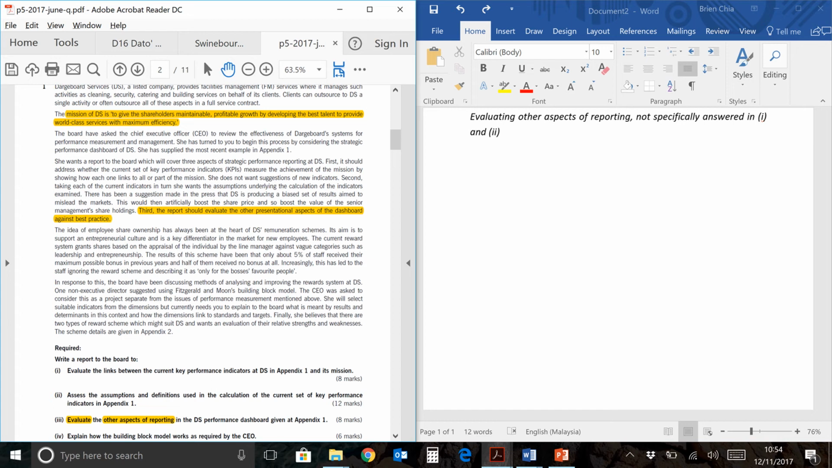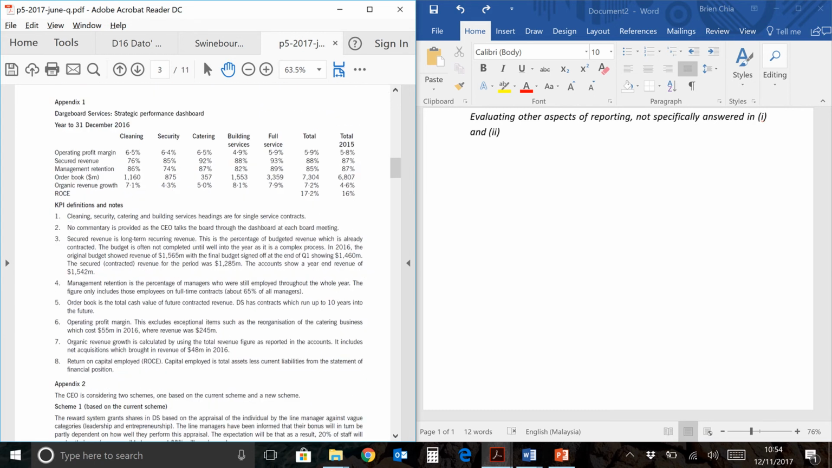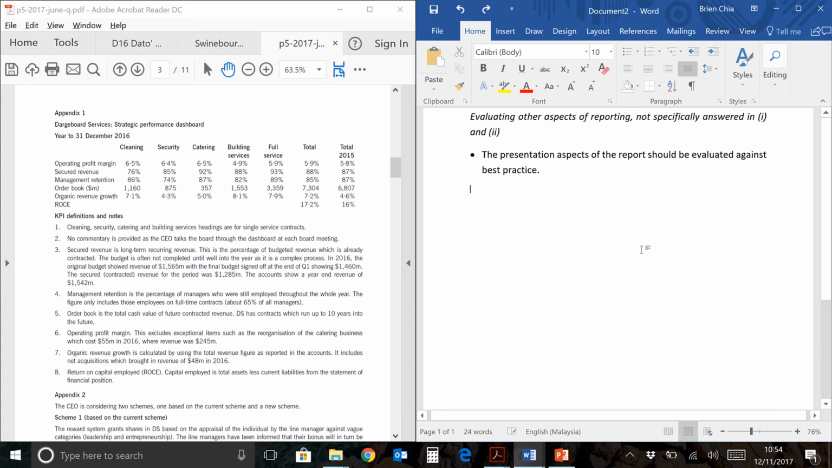Okay, so knowing these 2 things, we will keep them in mind, and let's make some general observations about the dashboard which you will find over here. First of all, the presentation of the report should be evaluated against best practice, as we've mentioned earlier. The report is quite clear and concise. You have just a few lines and it's very easy to read.